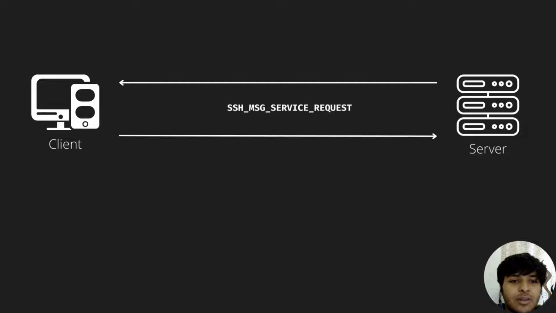The final step is the service request. So the client sends an SSH message, service request packet, to request the user authentication from the server. And then the server responds back with SSH message service accept. And that's how the secure session gets established, and the client can provide the credentials to log in to the server through the encrypted channel. And that's all for SSH.